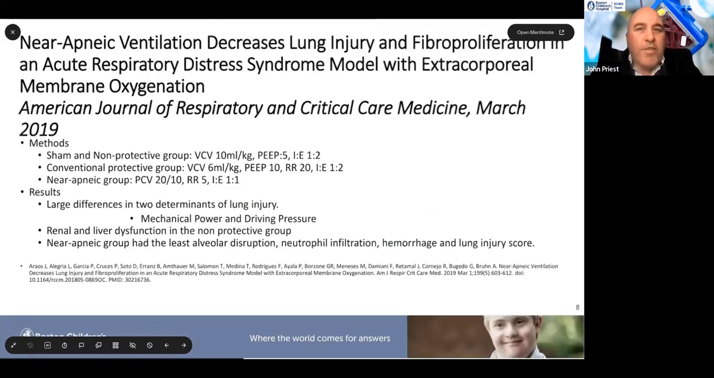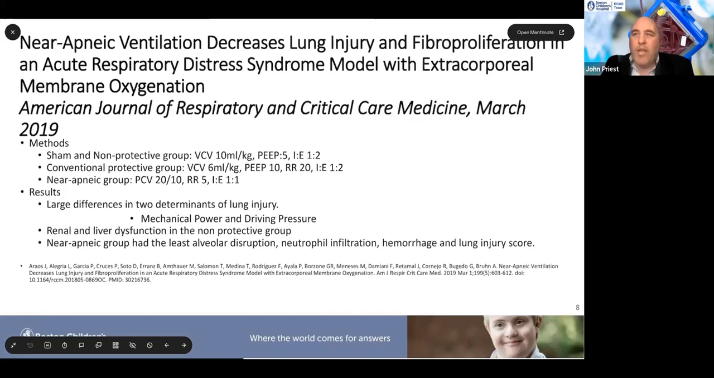So getting into the first study, this is one of my favorite studies or favorite papers to read. Near apneic ventilation decreases lung injury and fibroproliferation in acute respiratory distress syndrome model of ECMO. This was published back in 2019. So what these authors did, they used domestic pigs, about 28 kilos, and how they prepared these pigs. They ventilated them 10 per kilo with a mid-teens respiratory rate, a PEEP of 5, and 100% FiO2.